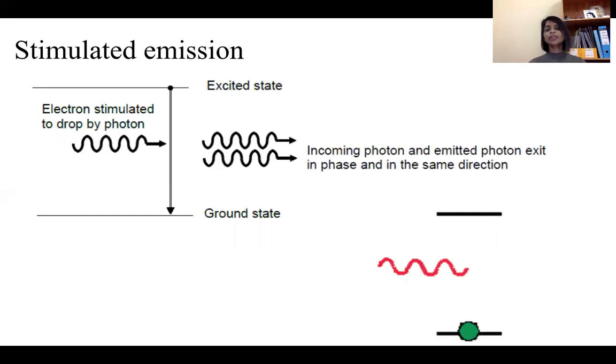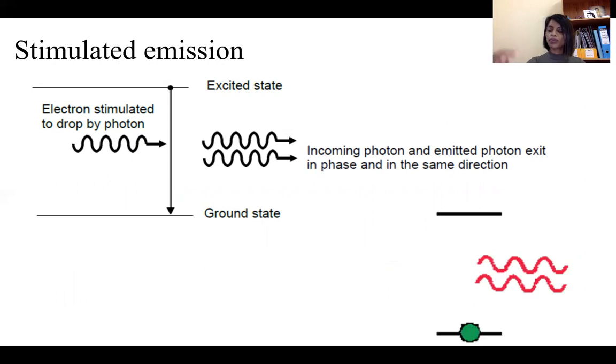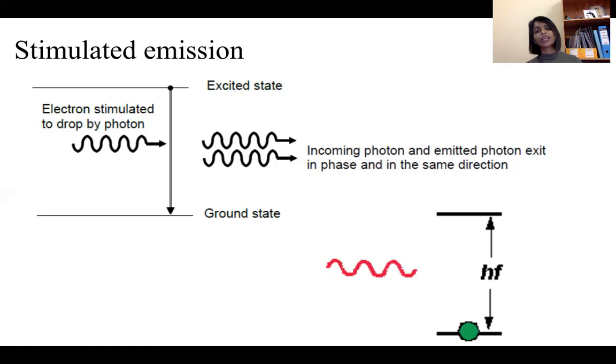So here, this is a GIF showing what really happens. Okay. Now we have a ground state electron, an incoming photon will excite it to the excited state, and then another incoming photon will force it back to the ground state, emitting two photons. So that is stimulated emission.